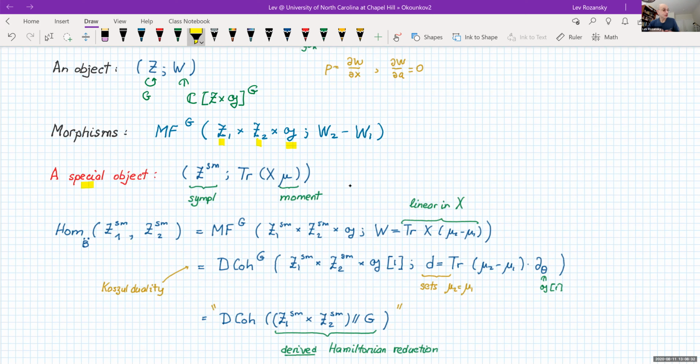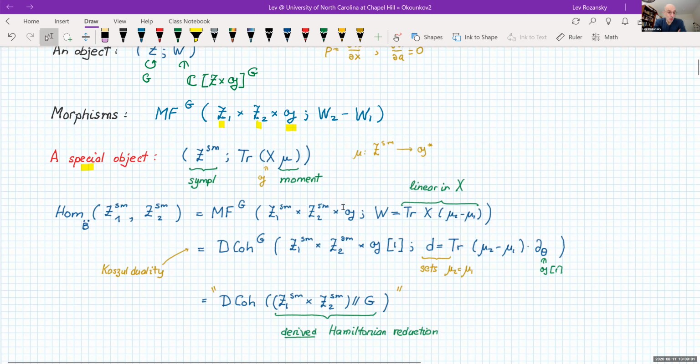So here we have X, which belongs to the base Lie algebra, and mu is a map from symplectic Z to the dual of the Lie algebra. So this is a special object.